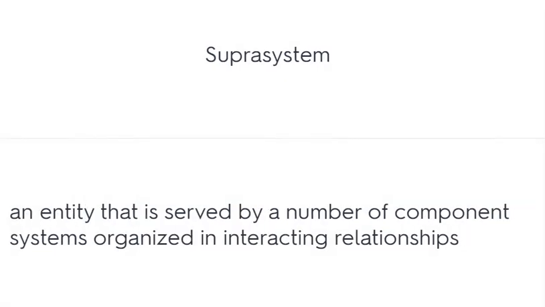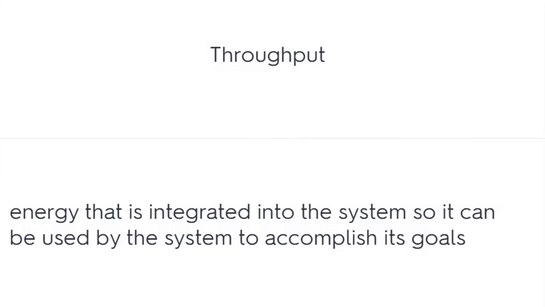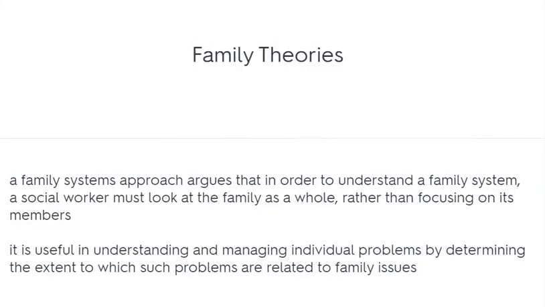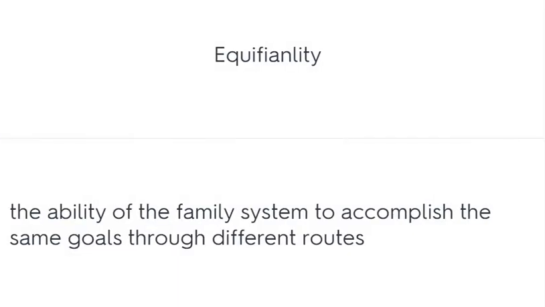Suprasystem. An entity that is served by a number of component systems organized in interacting relationships. Throughput. Energy that is integrated into the system so it can be used by the system to accomplish its goals. Family theories. Equifinality. The ability of the family system to accomplish the same goal through different routes.